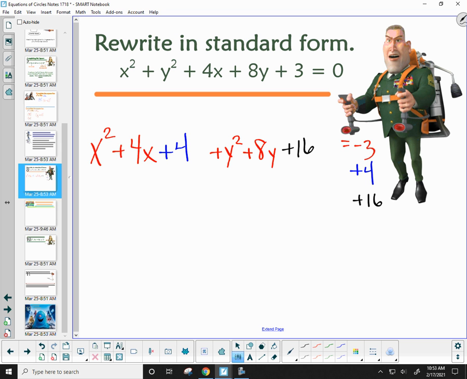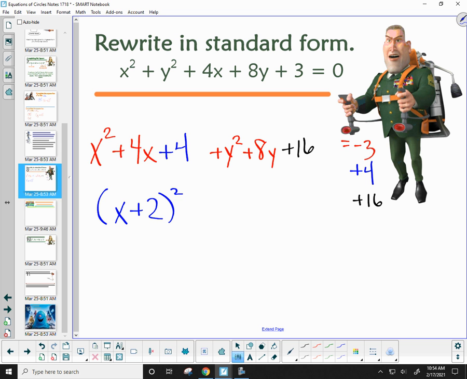Okay, now we're going to factor each section. So I'm going to factor this first trinomial. Sometimes people do the factoring right away because they remember 4 divided by 2 is 2. So I can just add 2, square it, right? The quantity of x plus 2 squared.